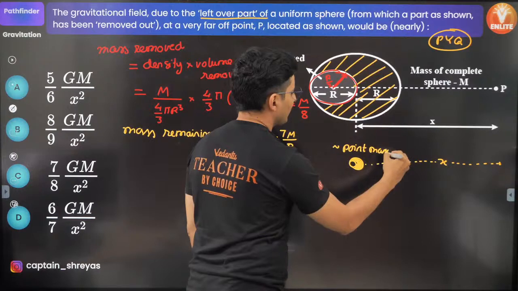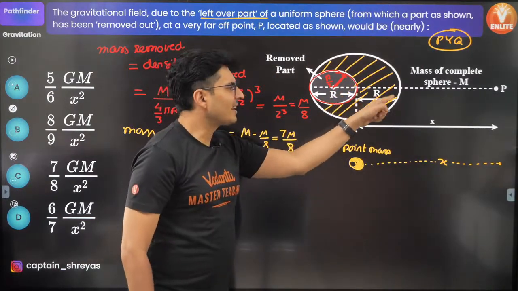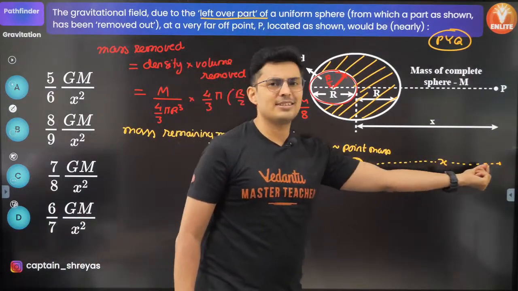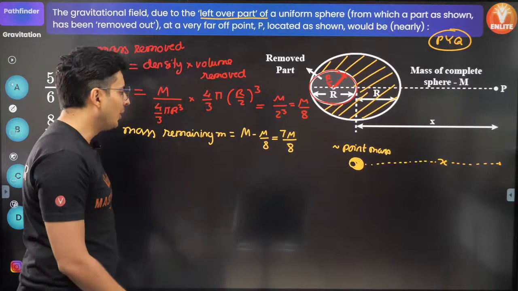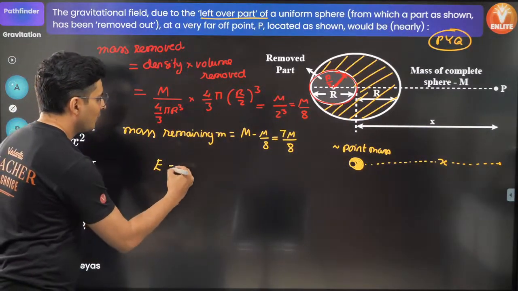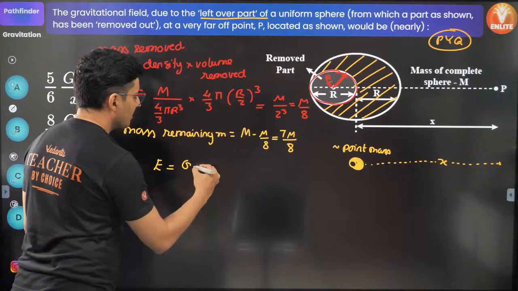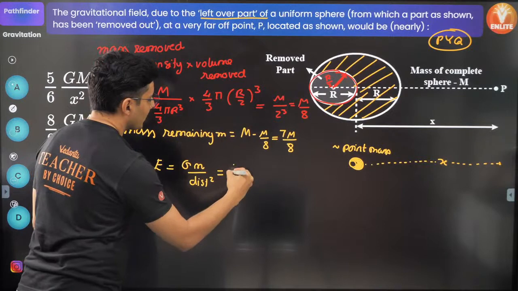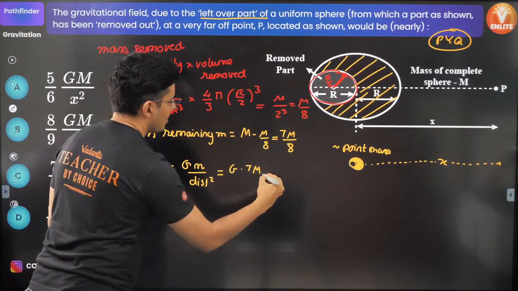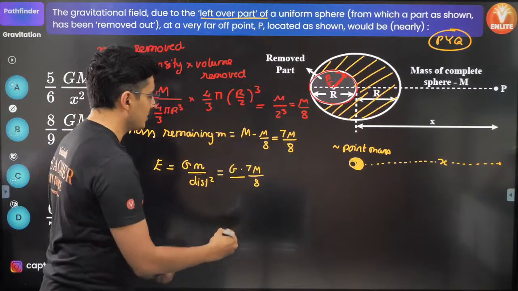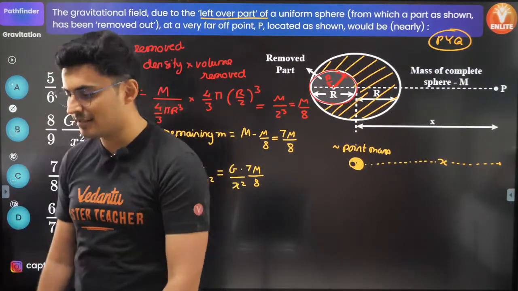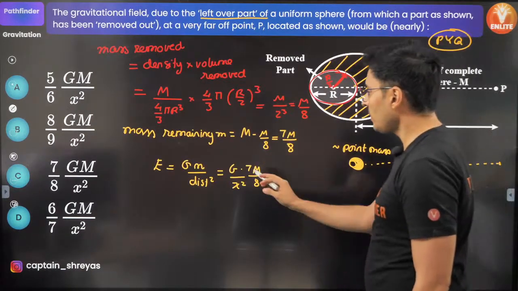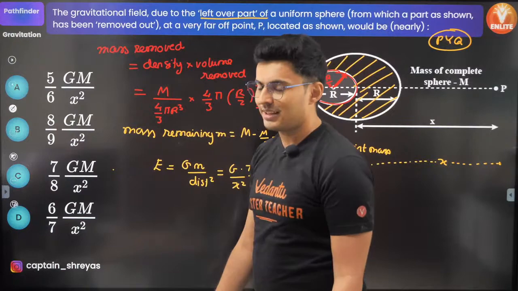So does this radius even matter now? No, right? You'll assume it like a point mass which is at a distance x. That's it. So you know how to find the field. The field will be that of a point mass, which is G, mass which is remaining, divided by the distance square. The mass which is remaining is 7m by 8, and the distance is just x, so x square. That's the answer. And do we have an option like that? Yes. Option C, of course, 7 by 8 GM by x square. That's it. Done.